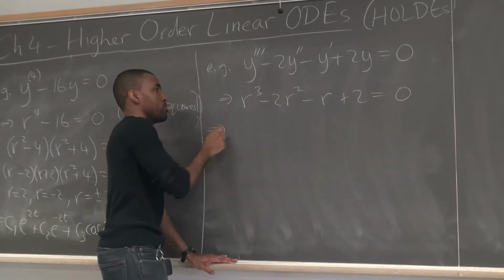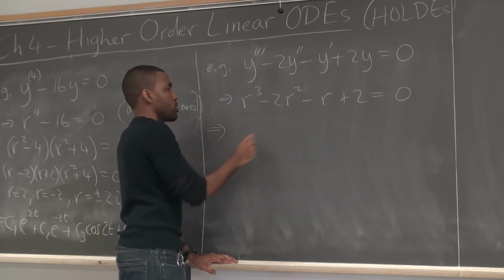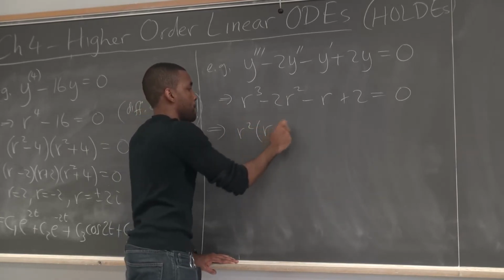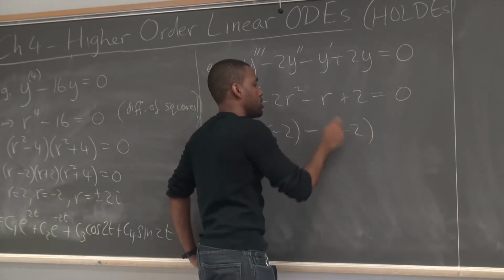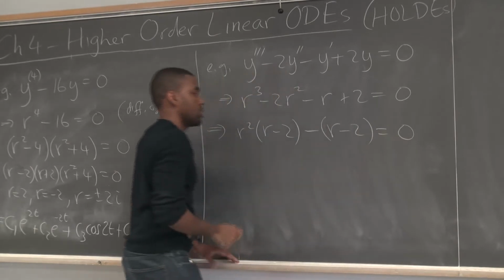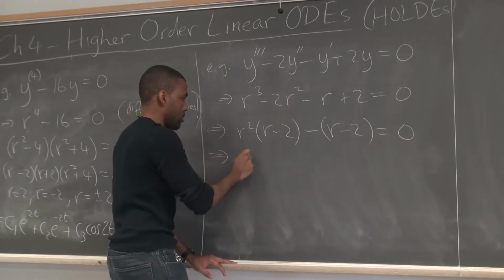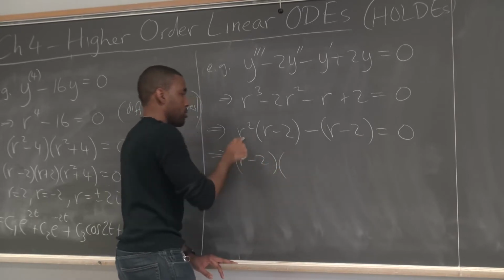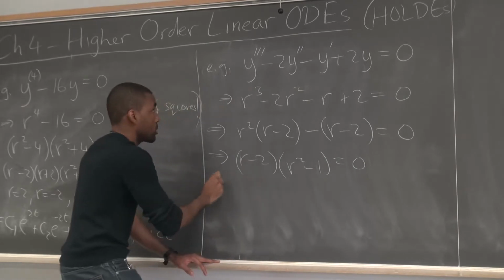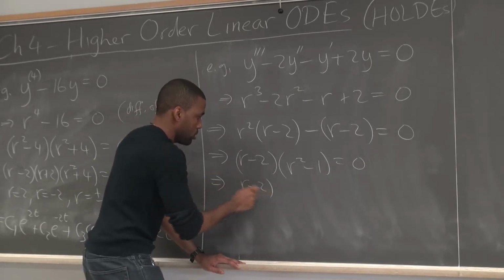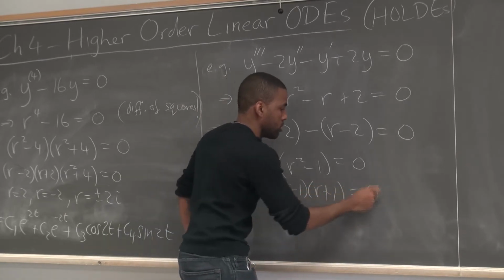How do we do factor by grouping? We factor out an r squared from the first 2 terms, r squared is common in the first 2, and we can factor out a -1 from the last 2. Now r minus 2 is a common factor. We can factor that out, and we'd be left with r squared minus 1. So this gives us r minus 2, r minus 1, r plus 1, because that's the difference of squares.